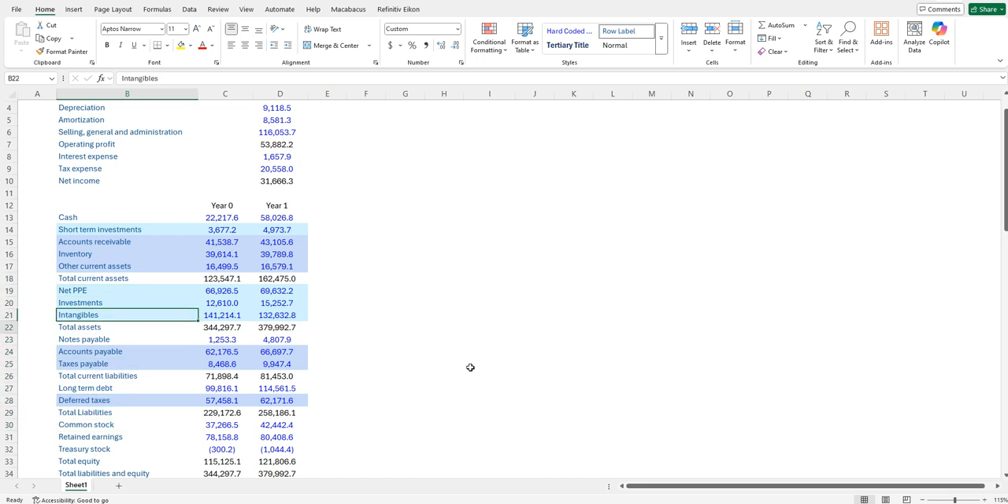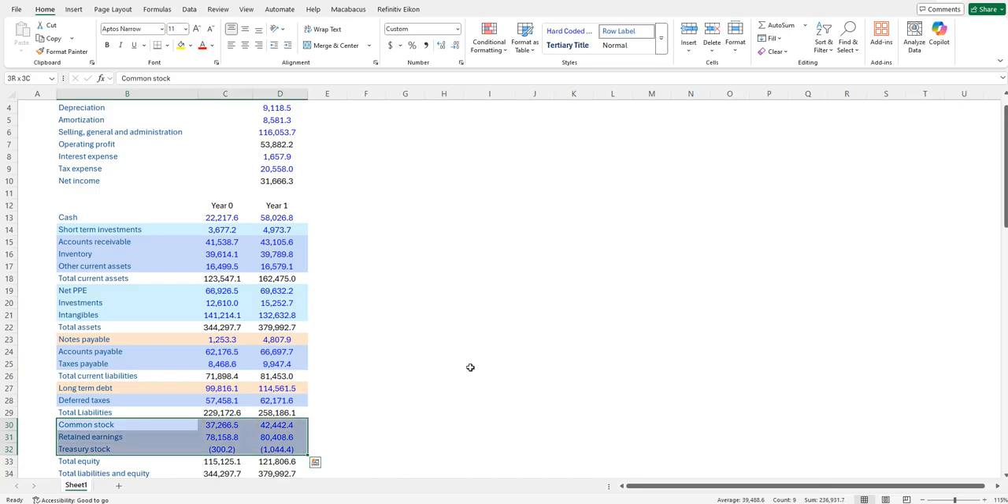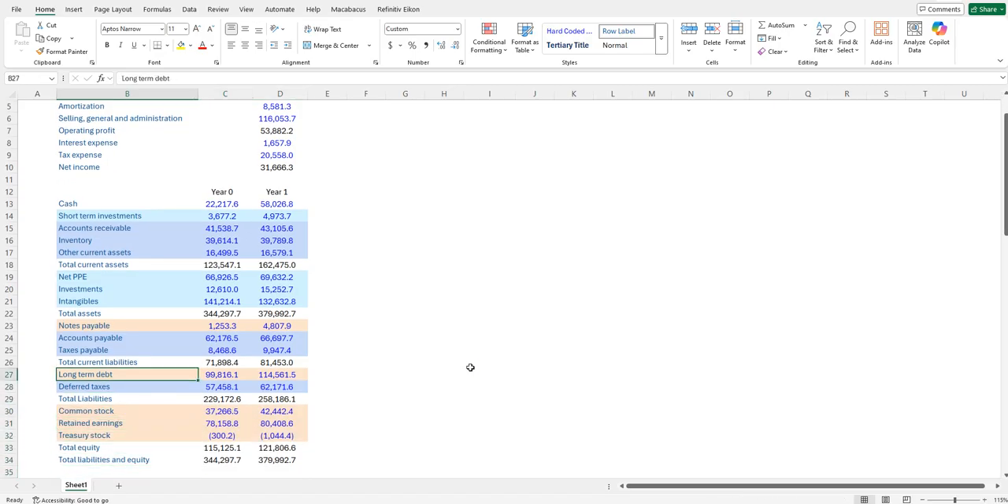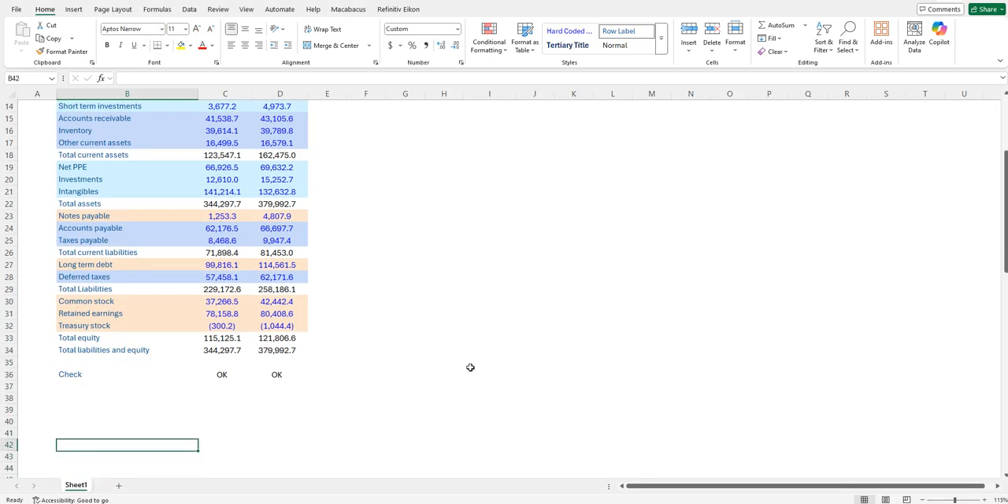The last one will be the financing activities. That can be the notes payable, which is short-term debt, and then the long-term debt, and then the common stock, retained earnings, treasury. These are related to the financing activities. Make sure that we identify them correctly. So review it together. Notes payable. Okay, awesome.